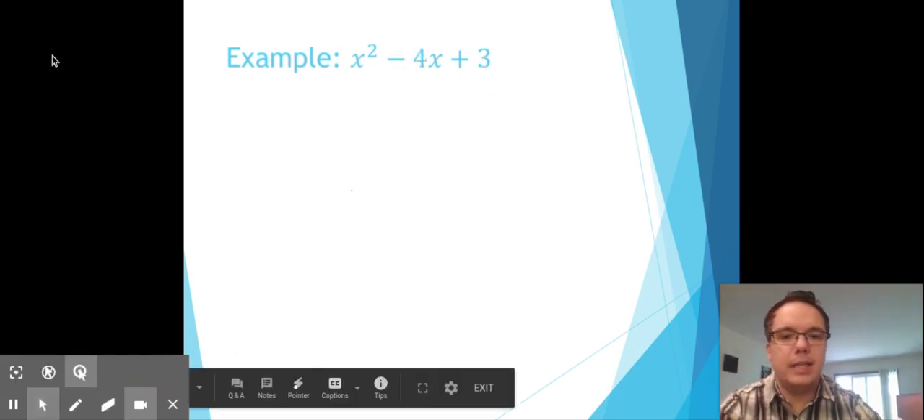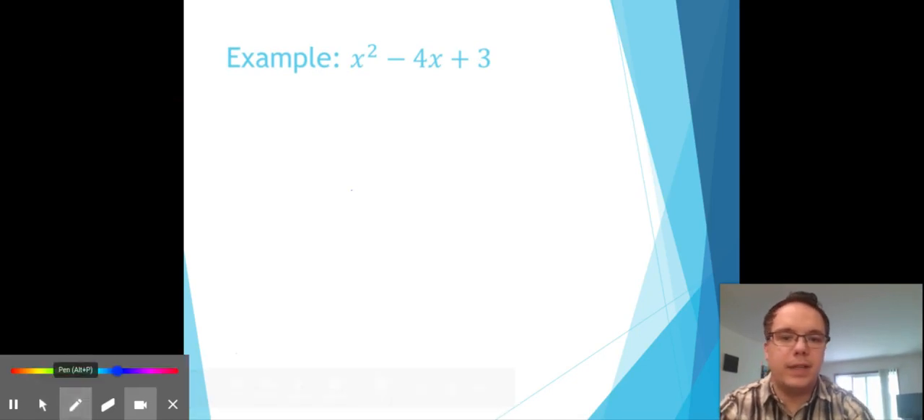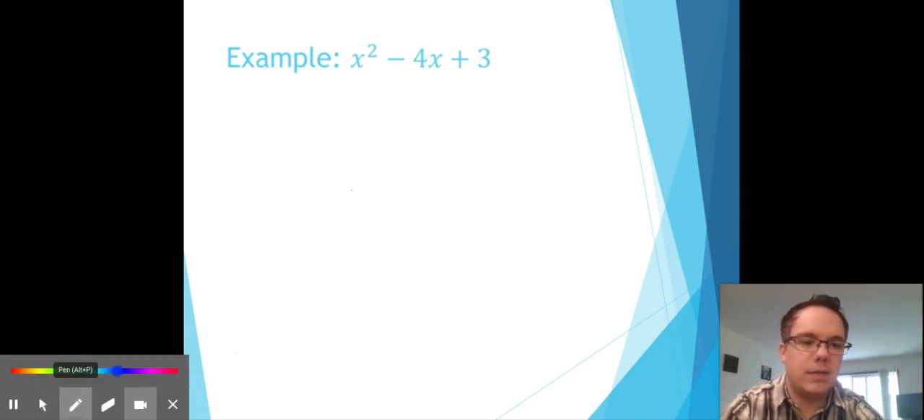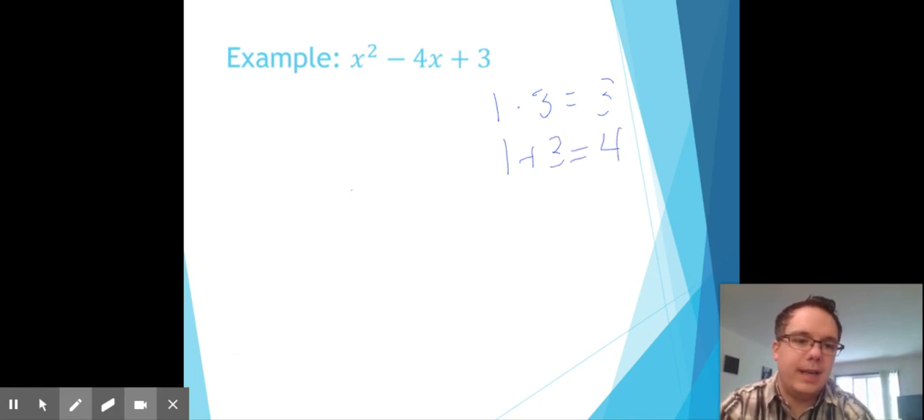All right, our second example is x squared minus 4x plus 3. So we want to find two numbers that multiply to get positive 3 and add to get negative 4. The only numbers that multiply to get 3 are 1 and 3. 1 times 3 is 3, but if I take 1 plus 3, I get a positive 4. So how do I get the negative 4?